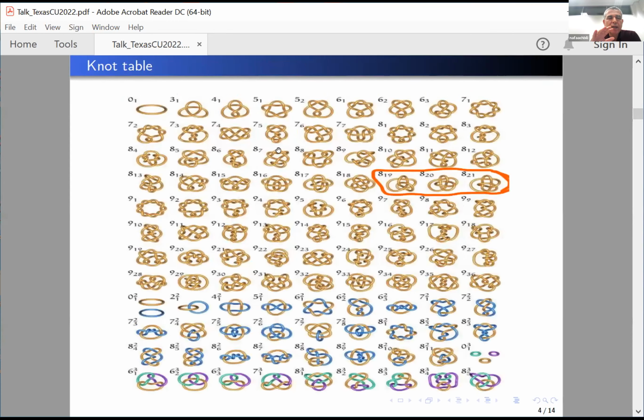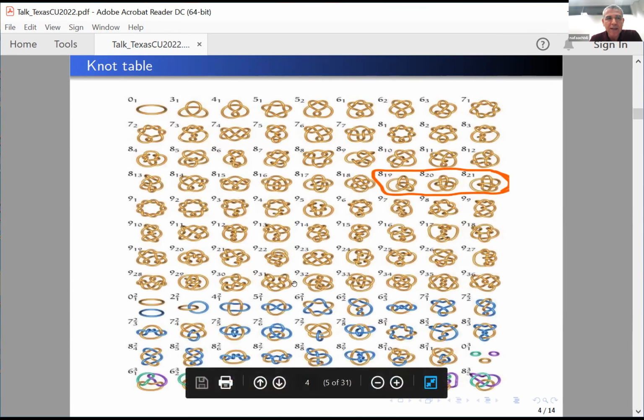If we look in the knot table, up to 7 crossings, all knots are alternating. We start encountering non-alternating knots at 8 crossings. You can see here 8_19, 8_20, and 8_21. These are the first knots which are not alternating in the table. And then we have many examples after that.